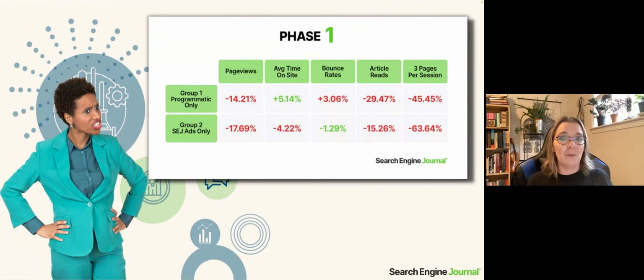Instead of seeing the number of article reads and pages per session increase for users who no longer saw programmatic ads on the site, users were actually spending less time on the site. When we compared the data collected from these three groups, users overwhelmingly preferred to see both programmatic and SEJ brand ads on the site at the same time. Good news for us, I suppose. We were already doing that, but we're not done yet. We still have another question to answer.